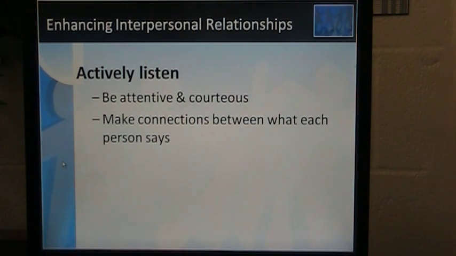You may be at work. If everyone's contributing information and thoughts to the conversation, you should make these connections. It's always important to be attentive and courteous because when you're speaking, you want that same attention, you want that same courtesy displayed towards you.